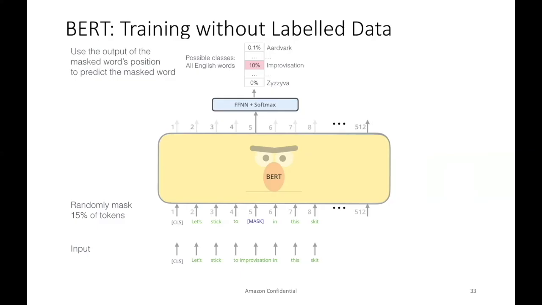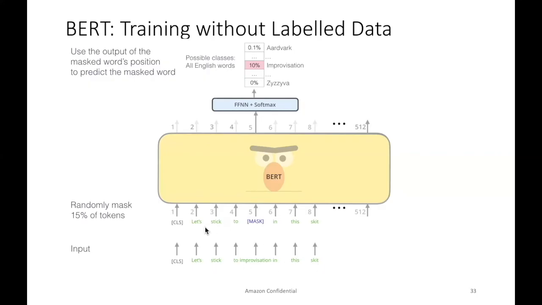But that is not the only reason for the success of BERT. There is a secondary reason, which is that BERT trains without any labeled data. Basically, you can train BERT on just plain text corpora without any labels. How does it do that? BERT basically takes the task of predicting masked words. You take a sentence, for example, let's stick to improvisation in this kit. You take this sentence, and what you do is you mask one or two words from this sentence.